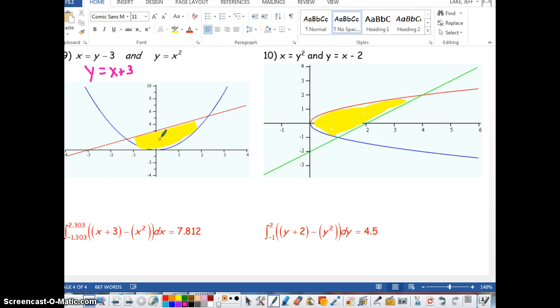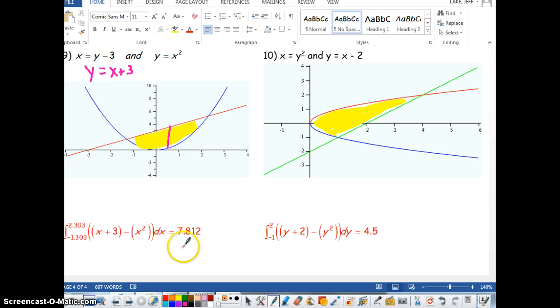That looks to me like a very clear-cut top-bottom problem. Again, top is always the red, bottom is always the blue, going straight up and down. So I'm going to use this as a top-bottom. So you integrate, you're going to do the top, which is, again, the x plus 3, minus the bottom, the x squared dx. Remember, when it's top-bottom, you're always going to do everything with respect to x.